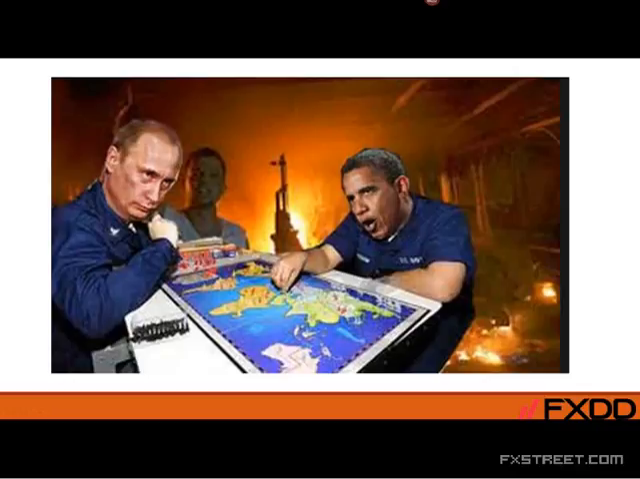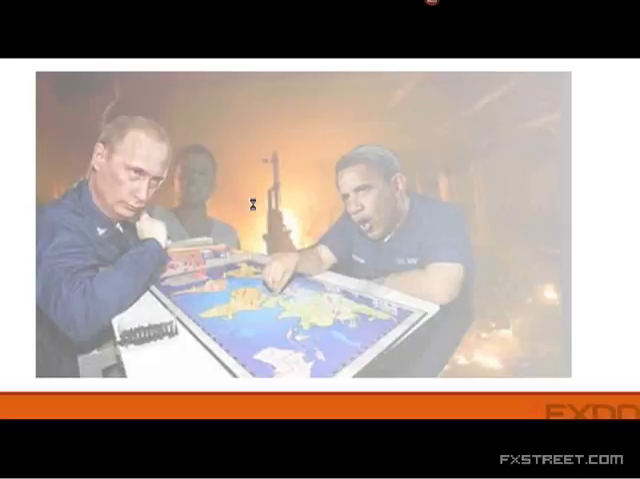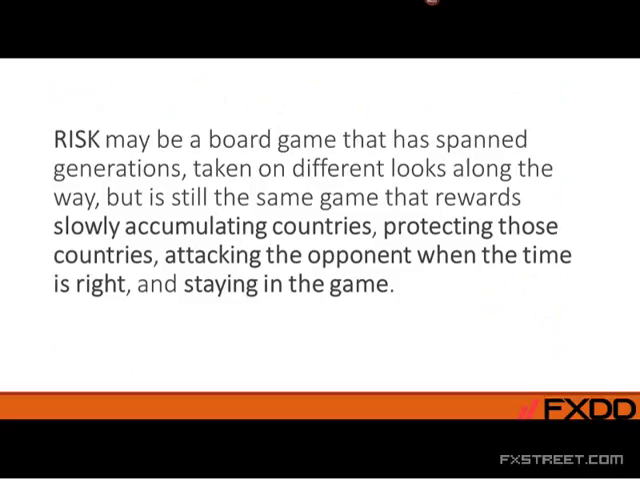But global domination. In the old days, this would have been Nixon and Khrushchev, or there would be other players on there, a little bit more serious. But Risk may be a board game that has spanned generations, taken on different looks along the way. But the game rewarded the slow, steady accumulation of countries, protecting those countries. Apocalyptic. There you go. Protecting those countries, attacking the opponent when the time is right, and staying in the game.